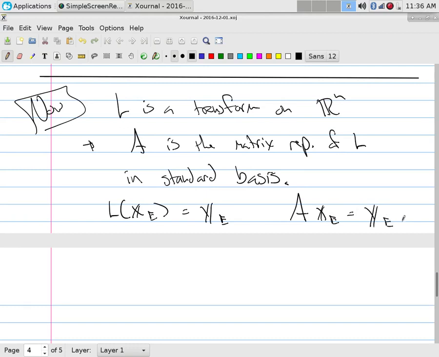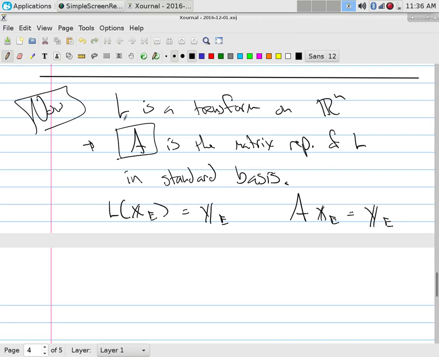Remember how we did that? How did we find A? What did you do? Anybody remember? What do we transform? We transform the standard basis. Where does 1, 0, 0 go? Where does 0, 1, 0 go? Where does 0, 0, 1 go? Where those go, that's your matrix. Is that ringing any bells? I see some nods and some blank looks. All right.